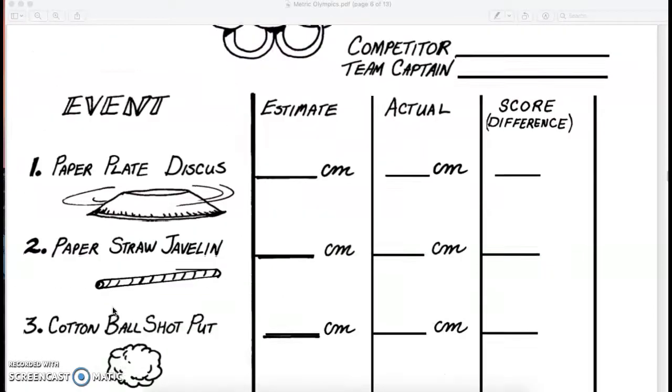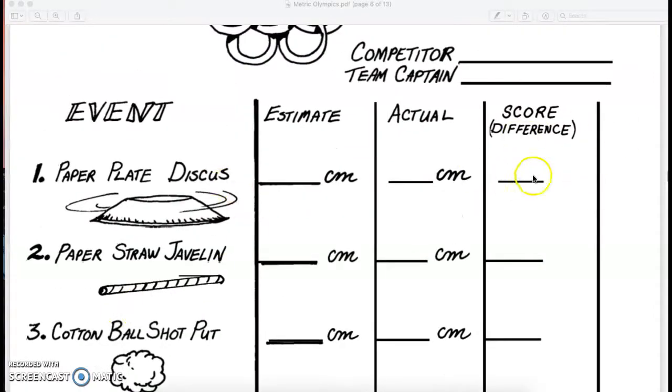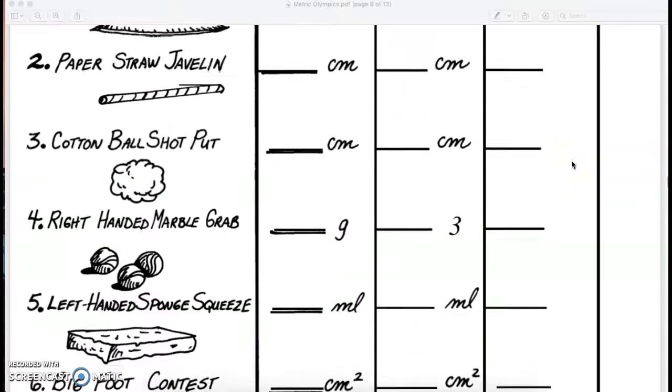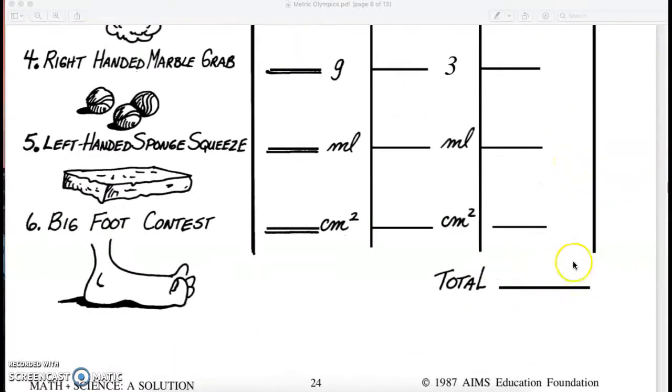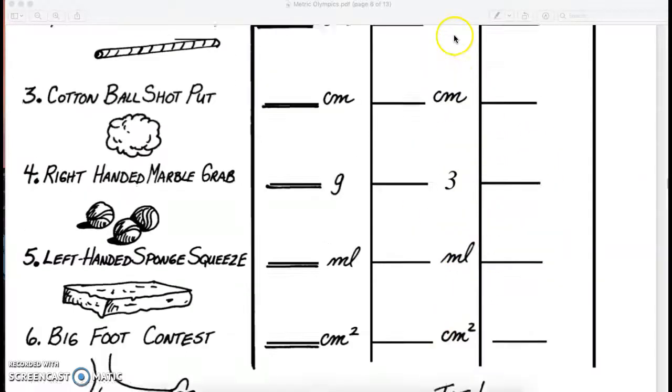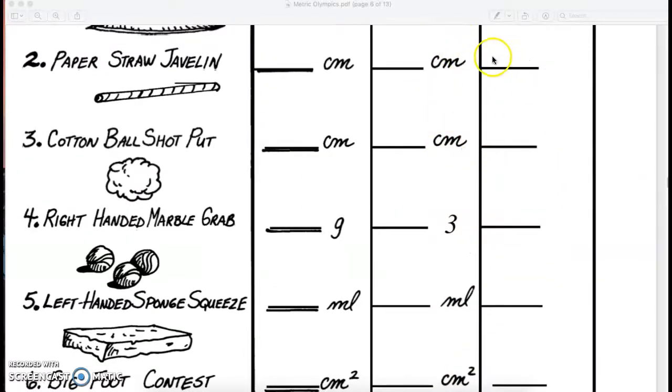The last thing that you need to do is take all of your differences. You need to add all of them up for what your total difference was. So don't think of trying to convert these units or anything crazy like that. Whatever the numbers are, just add the numbers. Don't worry that it's centimeters and grams and milliliters and centimeters squared. Not a big deal. Just add the numbers.